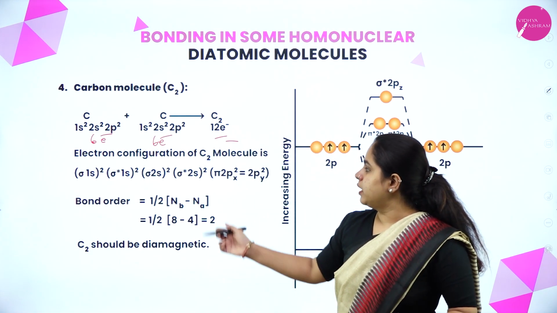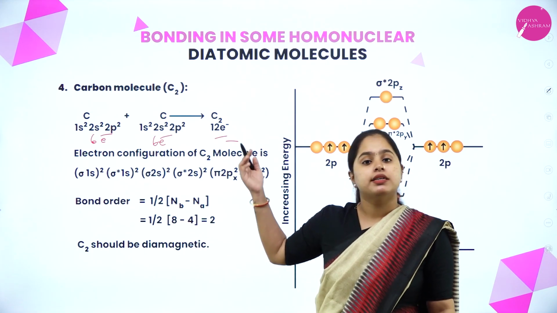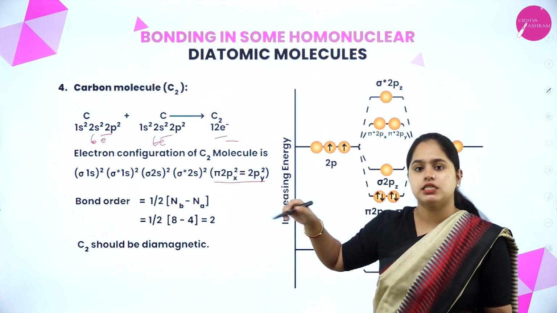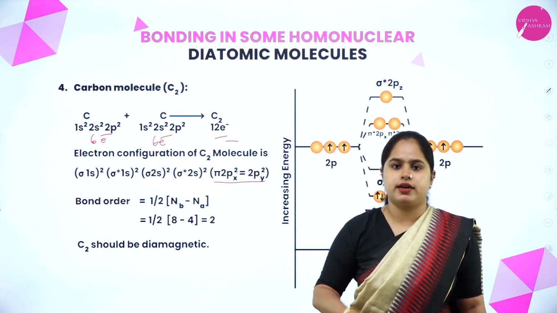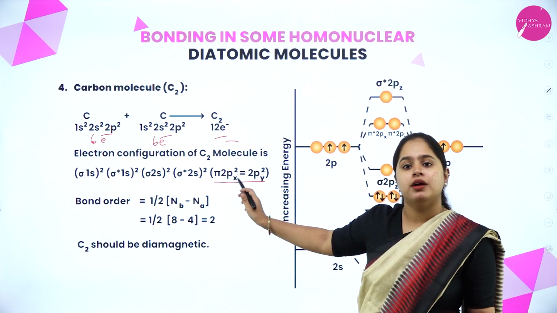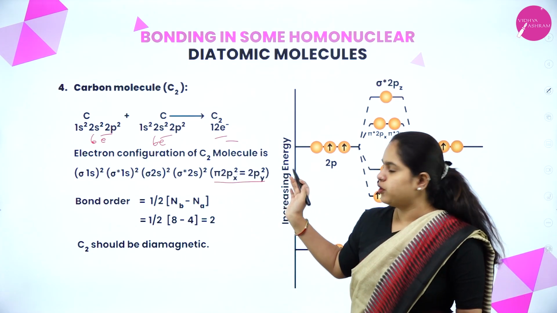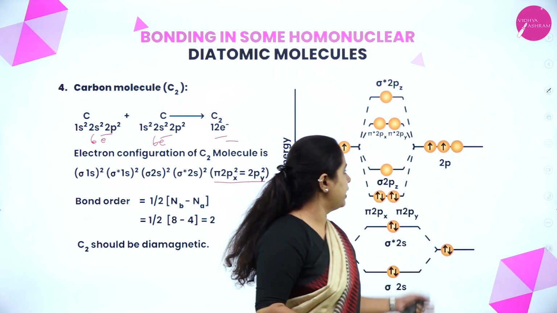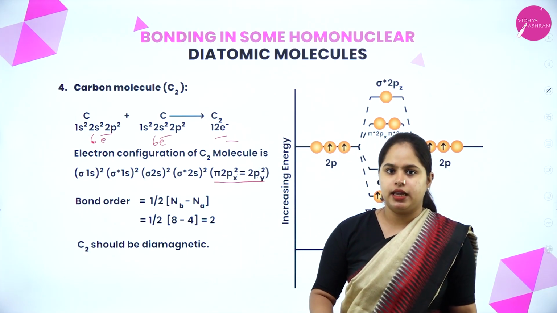So what will be the electronic configuration? It is sigma 1s2, sigma star 1s2, sigma 2s2, sigma star 2s2 and pi 2px equal to pi 2py, in which both of the orbitals have 2 electrons present. Pi 2px2 equal to pi 2py2. Okay, yes, so from here itself you can understand there are no unpaired electrons present. All the electrons are paired here. So of course the molecule will be diamagnetic.